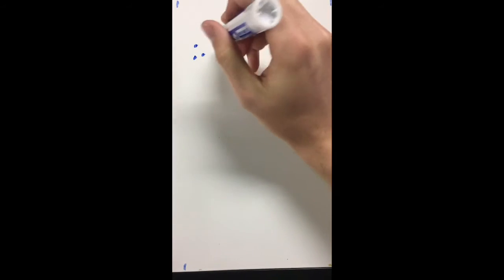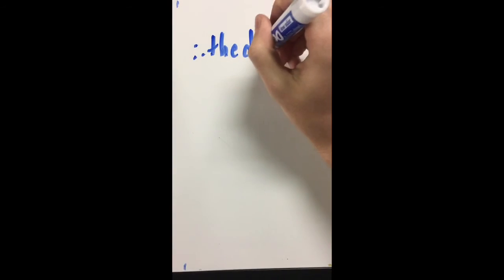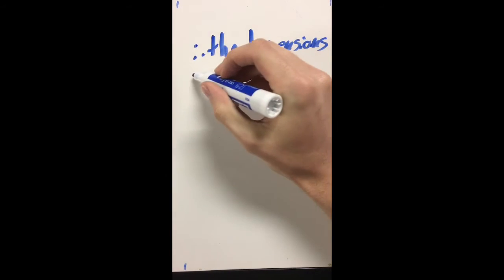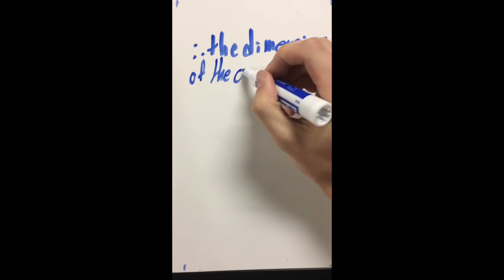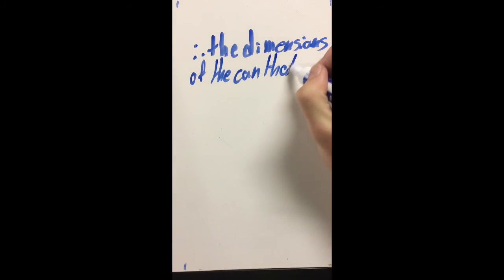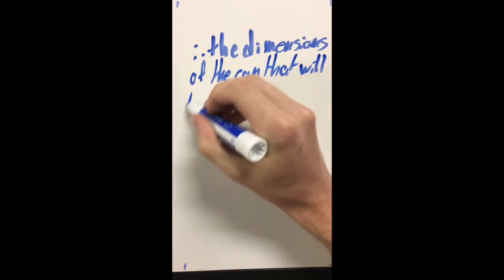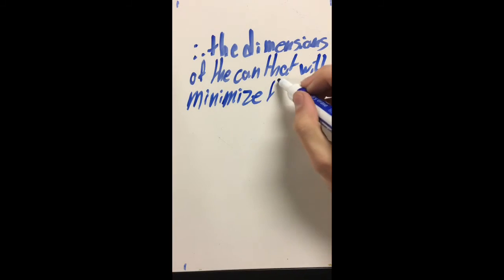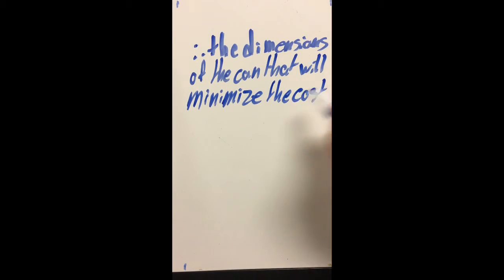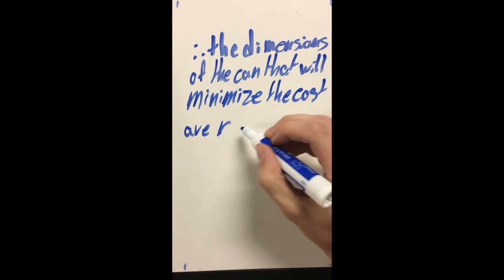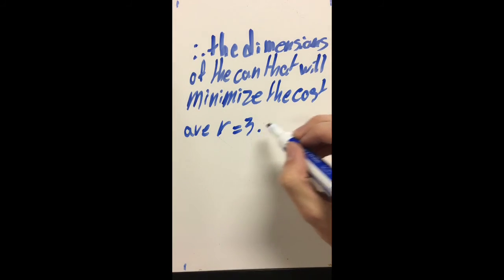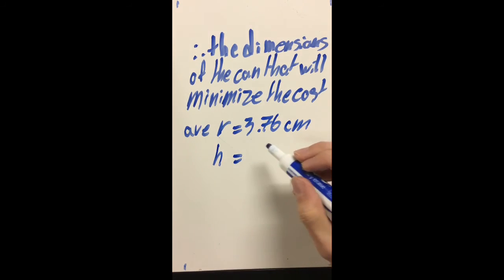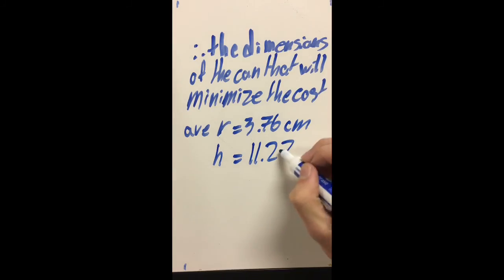So, therefore, the dimensions of the can that will minimize the cost are r equals 3.76 centimeters and h equals 11.27 centimeters.